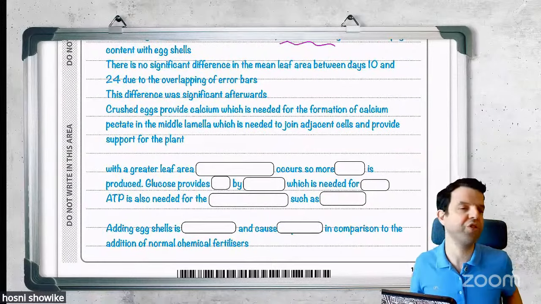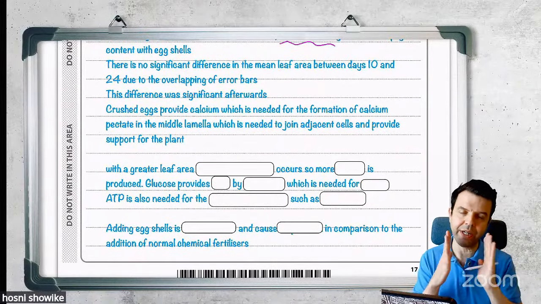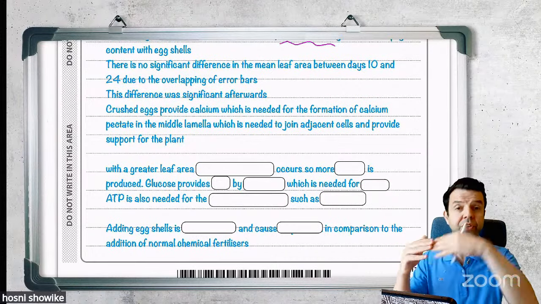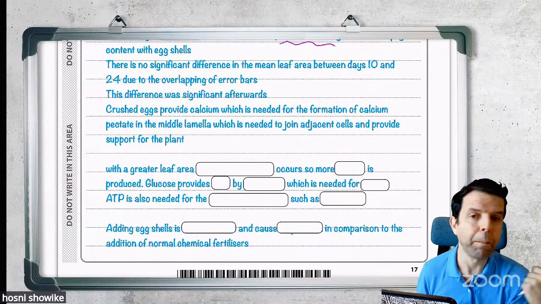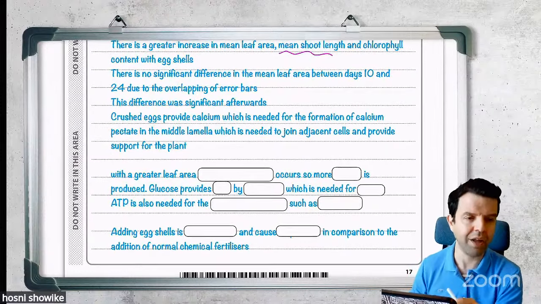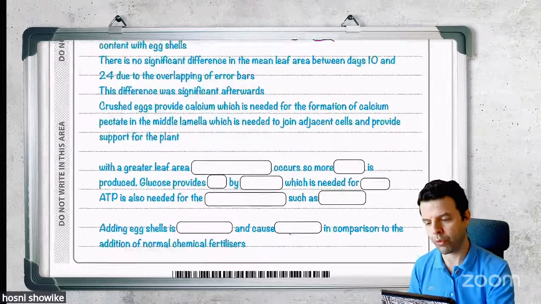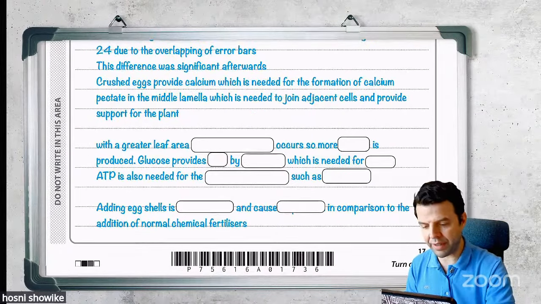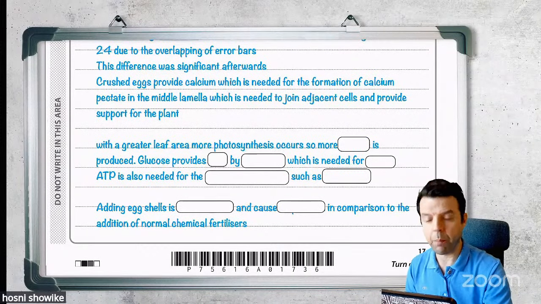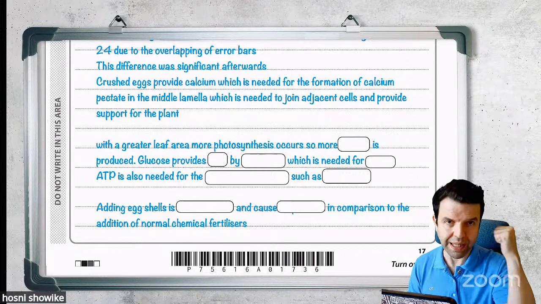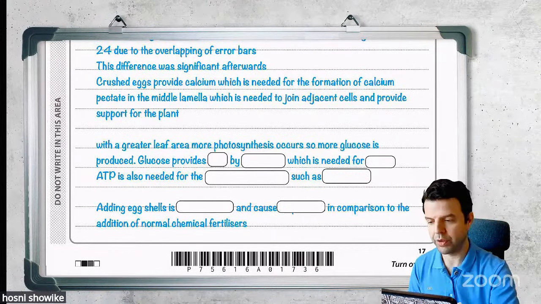Now, let's just talk because I'm missing a link here, right? You notice I said calcium, cell walls, calcium, bigger leaf area, but what does this have to do with growth? Why is it that calcium gives me more growth? I'll say here that the greater leaf area, the more photosynthesis. So more, just like last question, more glucose.